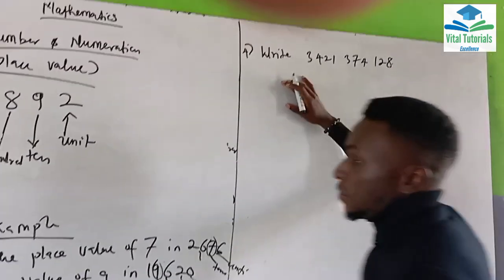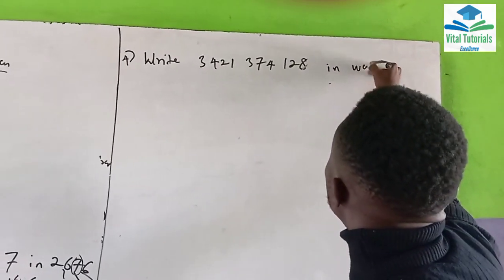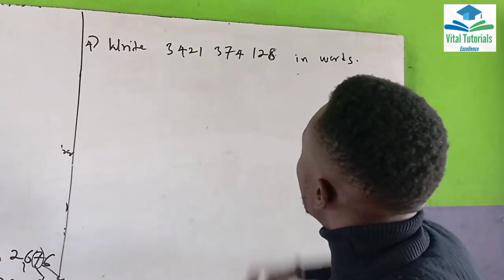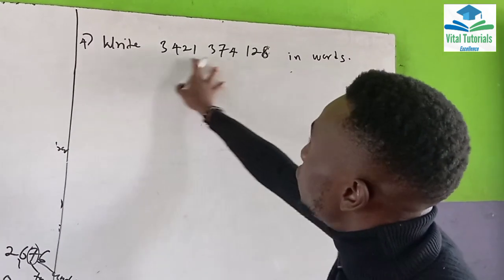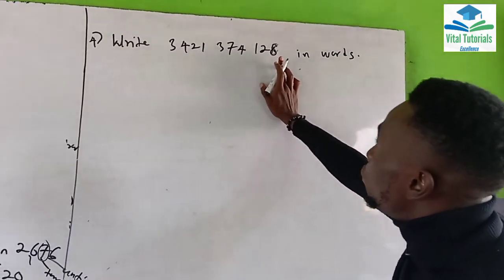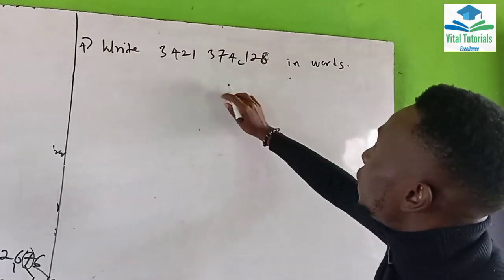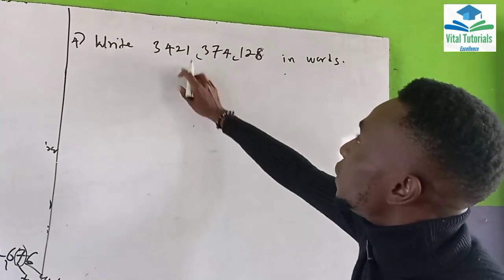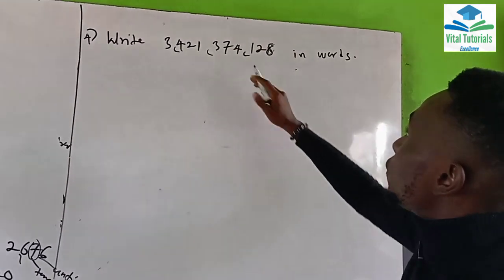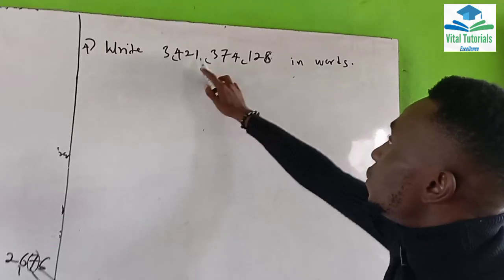Now you come to here. They said write this number in words. For you to be able to write the numbers in words, since there are so many digits there, what you do is put your commas. After 3 digits, you put a comma. After 3 digits, you put a comma, just like that. 1, 2, 3, you put a comma here. 1, 2, 3, you put a comma here. 1, 2, 3, you put a comma here. Now you can see how many digits we have after the commas: 1, 2, 3, 1, 2, 3, 1, 2, 3.